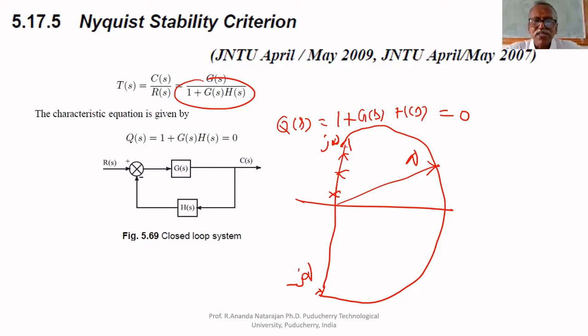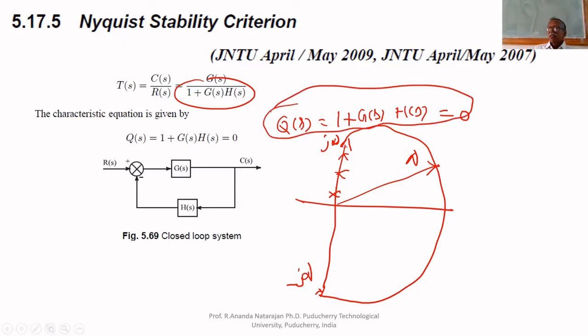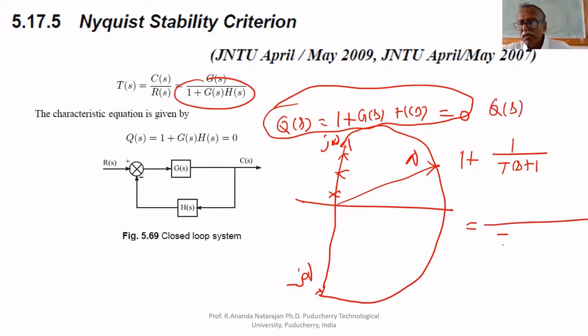Suppose I am having a characteristic equation; Q of S is not a transfer function, it is a characteristic equation. You can simplify it like this: 1 plus G of S, H of S, equal to 1 by tau S plus 1. If you take the LCM, what will you get? Q of S, the characteristic polynomial, will be tau S plus 1 plus 1, that is the numerator becomes tau S plus 2. Am I correct or not? The numerator is the characteristic polynomial.